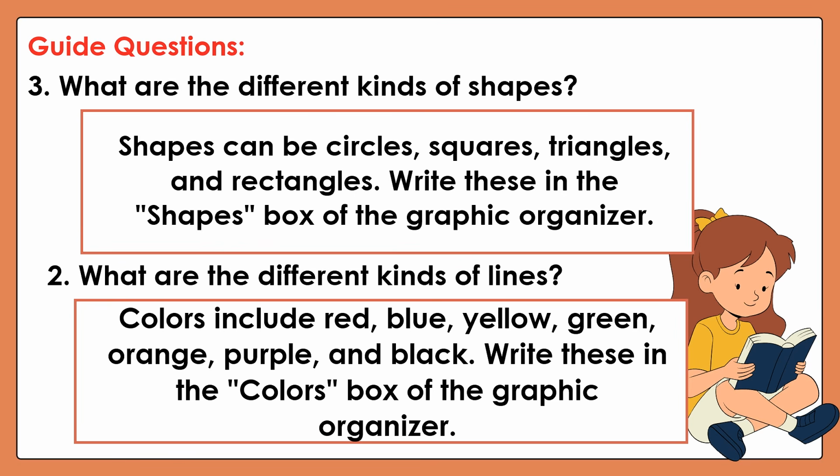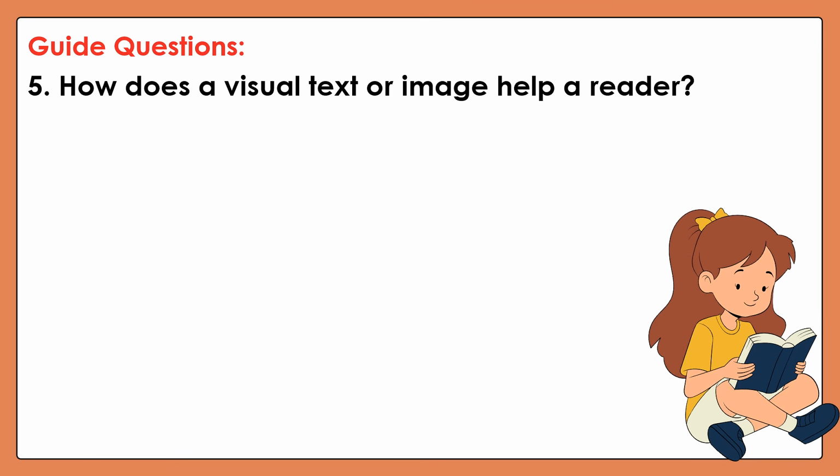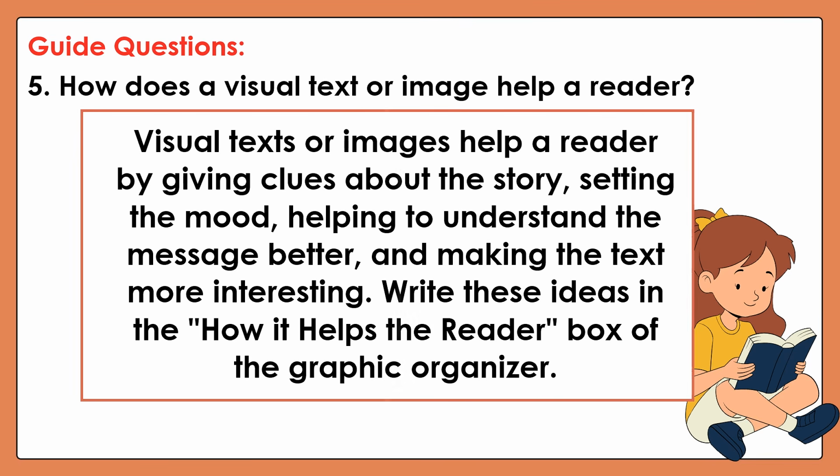Fifth, how does a visual text or image help a reader? The answer: visual text or images help a reader by giving clues about the story, setting the mood, helping to understand the message better, and making the text more interesting. Write these ideas in the How It Helps the Reader box of the graphic organizer.